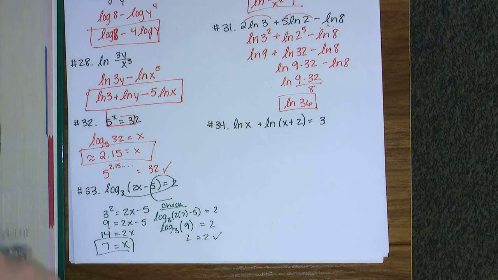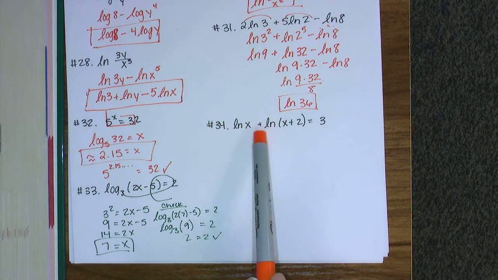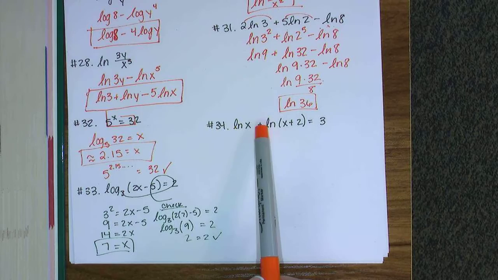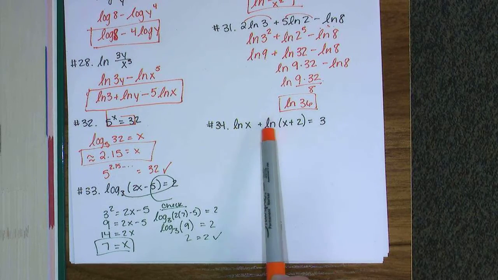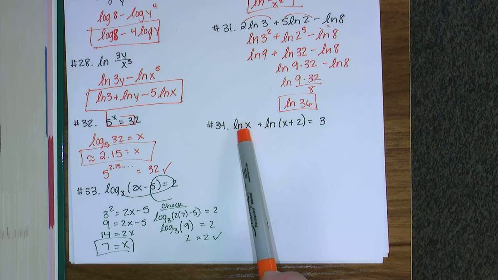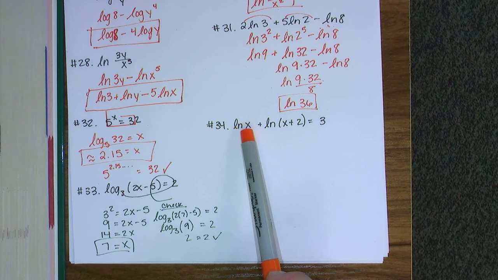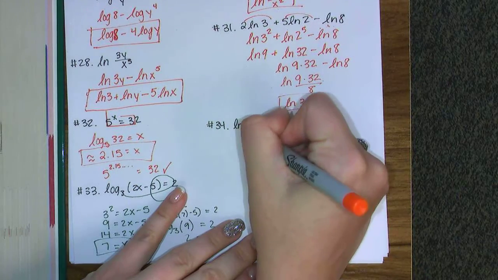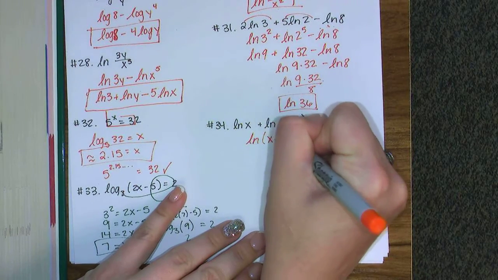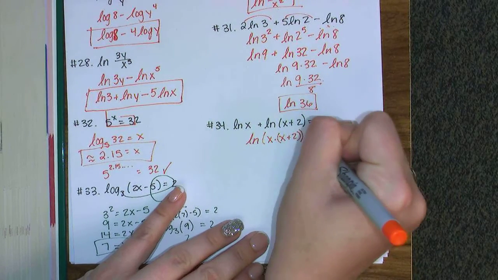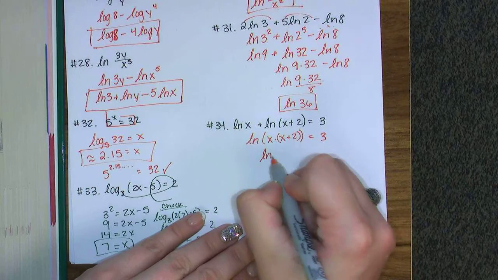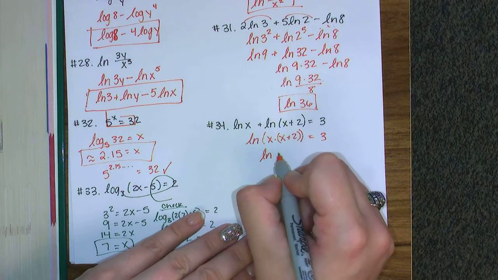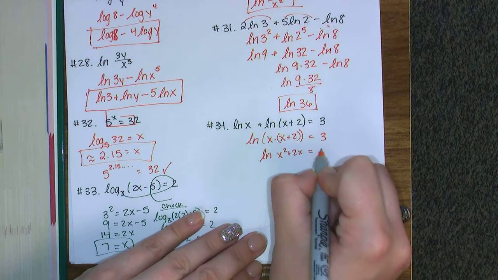So, I have 2 logs here. They're natural logs, and I need to solve for x. So, I know that based on my rules of logarithms, the log of a product is equal to the sum of the logs, and that the reverse is true. So, I have the sum of 2 logs, meaning I could write it as the log of a product. So, I can write ln of x times x plus 2 is equal to 3. So, this is the ln of x squared plus 2x is equal to 3.